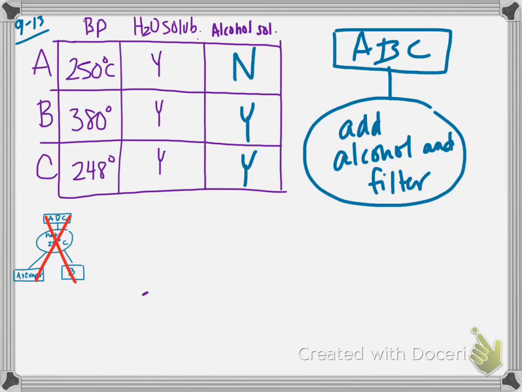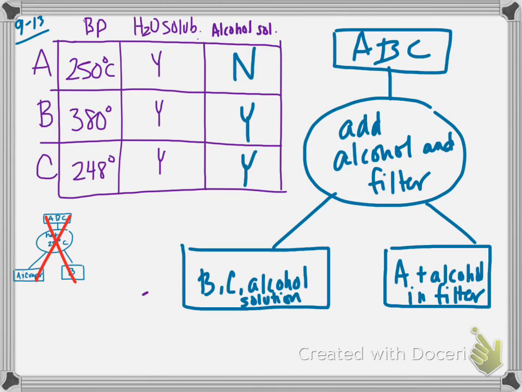Okay, so once we add alcohol and filter, what would we end up with? Are you imagining something like this? You have A saturated with alcohol in a filter. You've got B and C in an alcohol solution in your beaker.